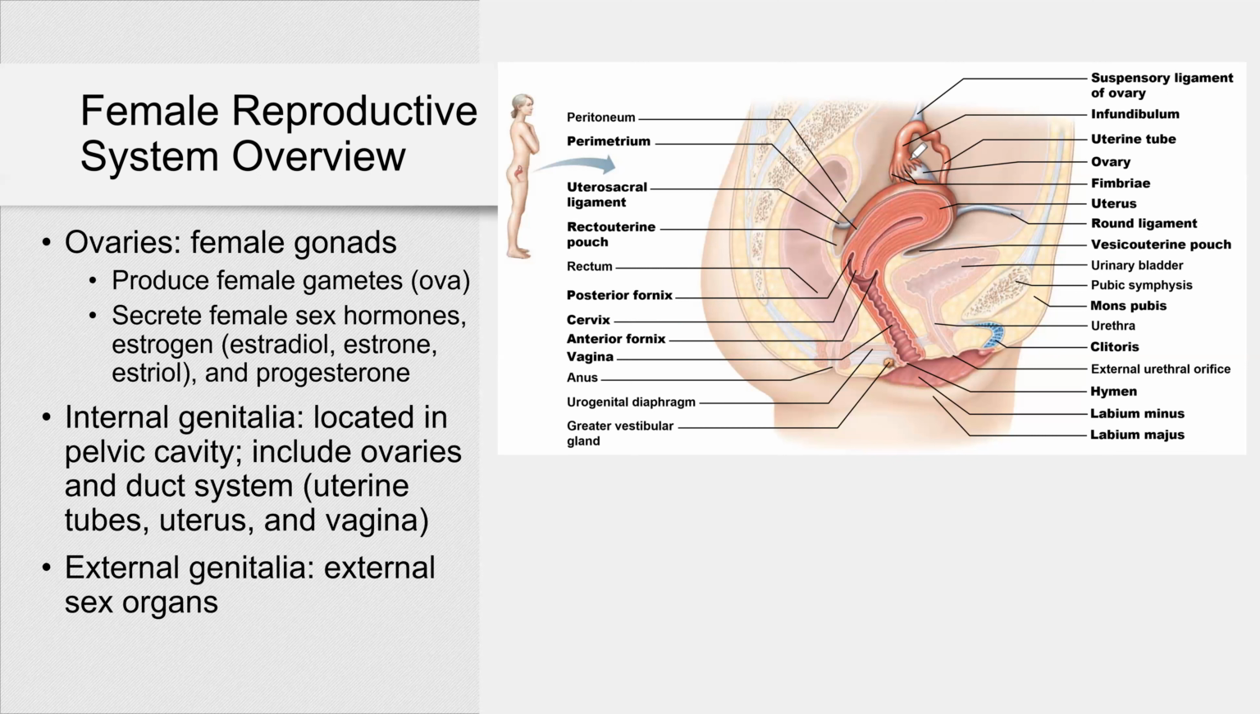Then system of ducts, including uterine tube, what was called fallopian tube before, uterus, and vagina. So you can see those organs are inside pelvic cavity. And then we have external genitalia that also part of the female reproductive system. So again, any body system includes organs. Those organs work together to perform common functions. Female reproductive organs include ovaries, internal genitalia, and external genitalia.